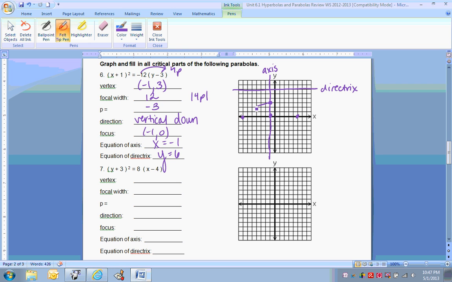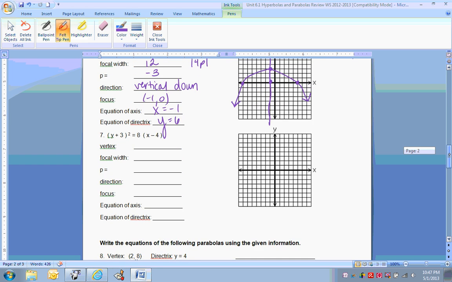And then I connect my vertex with those 2 points to the left and right of my focus. And there's my parabola, opening down and being vertical. Okay, on number 7, same thing.